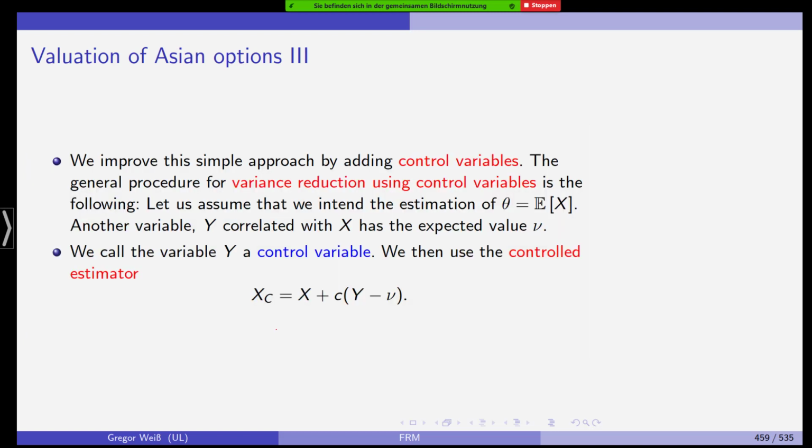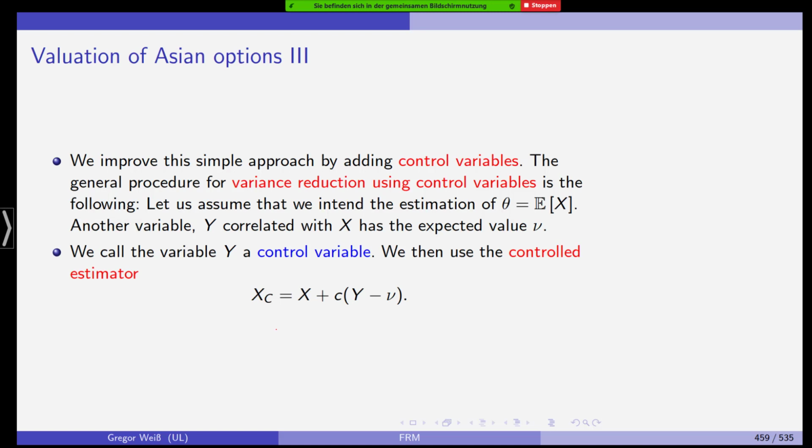Now, again, we want to improve this a little bit, and we can do so via a very simple approach that adds a control variable. The general procedure for variance reduction using control variables is based on the following idea. Let us assume that we intend to estimate theta, which is the expectation of X. Now let's assume we are given a different variable Y that is correlated with X and has expectation nu.